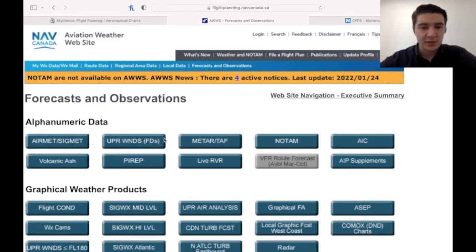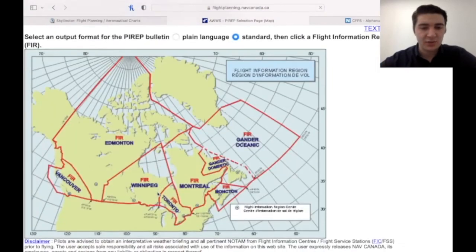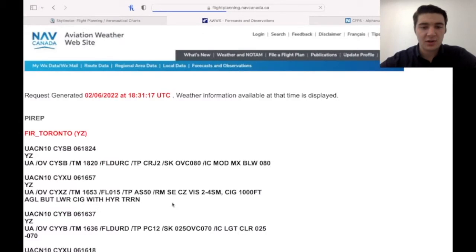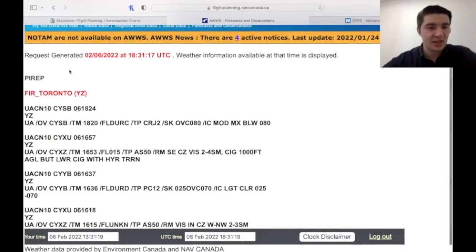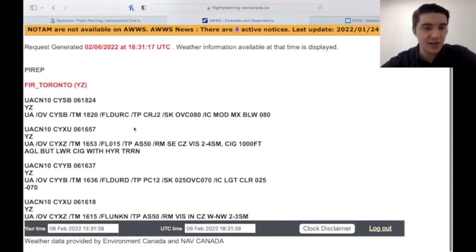Next, we're going to take a look at PIREPs. So we'll select the PIREP for Toronto here. And a couple PIREPs out there today. The top one here is Sudbury. And it gives you the time. Your flight level is during the climb. The type was a CRJ-200. Sky overcast 8,000. And the icing was moderate mixed below 8,000. So there's icing up in Sudbury.